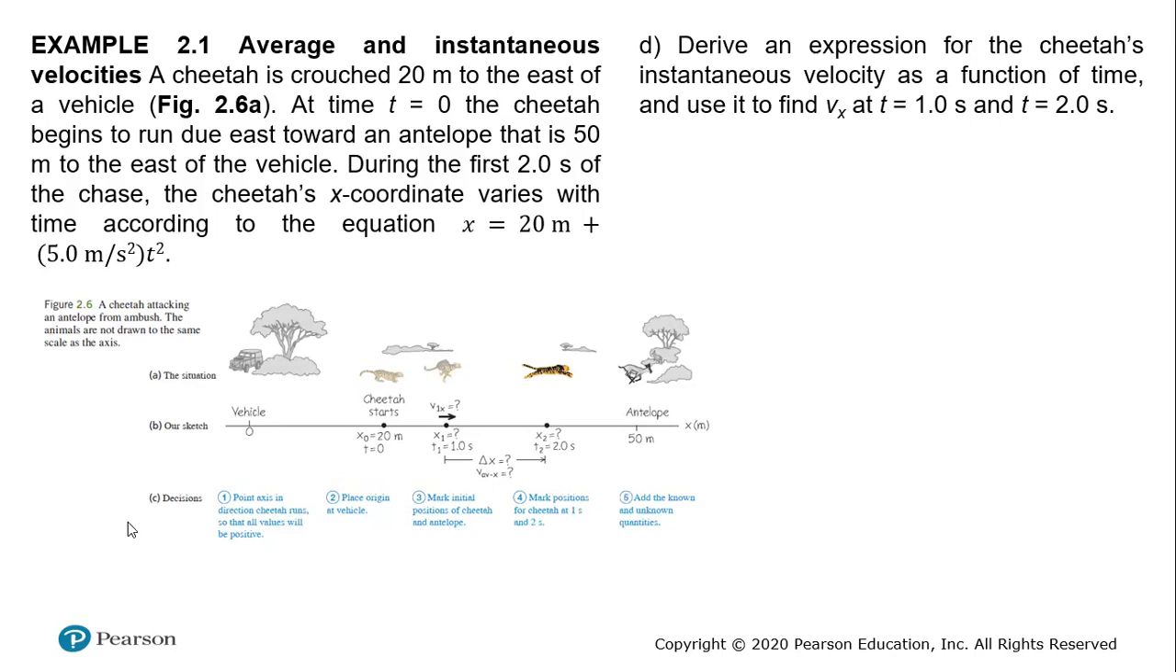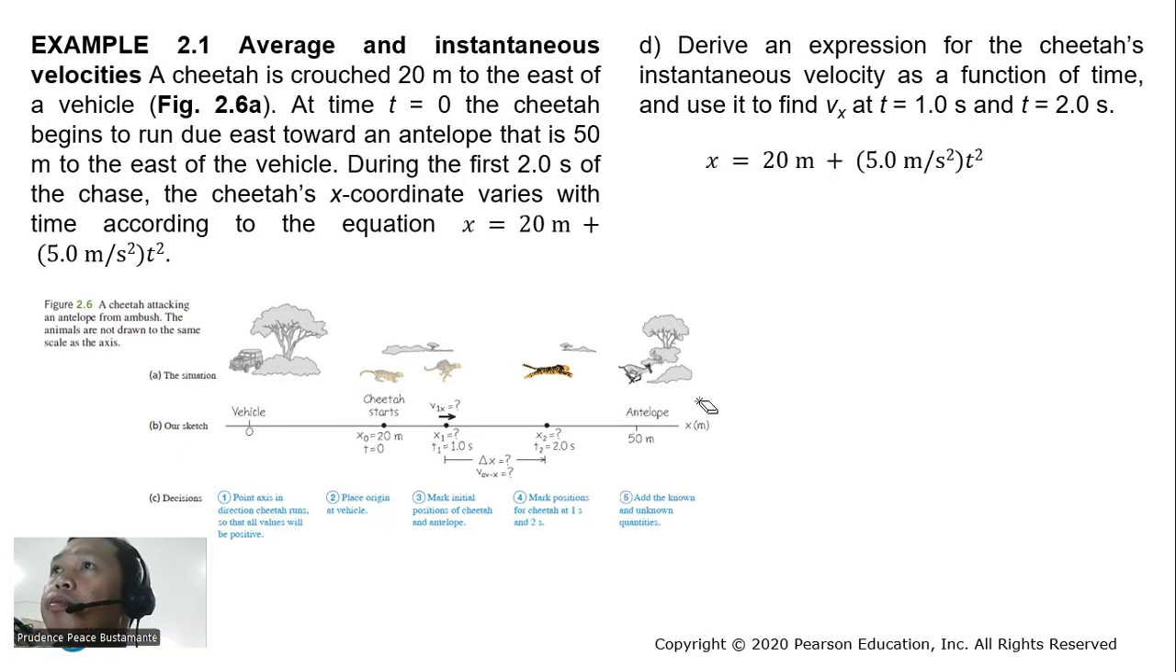Derive an expression for the cheetah's instantaneous velocity as a function of time and use it to find the instantaneous velocity at time 1.0 second and time 2.0 seconds. Since we have this equation here, this is the coordinate position function of the cheetah as a function of time.